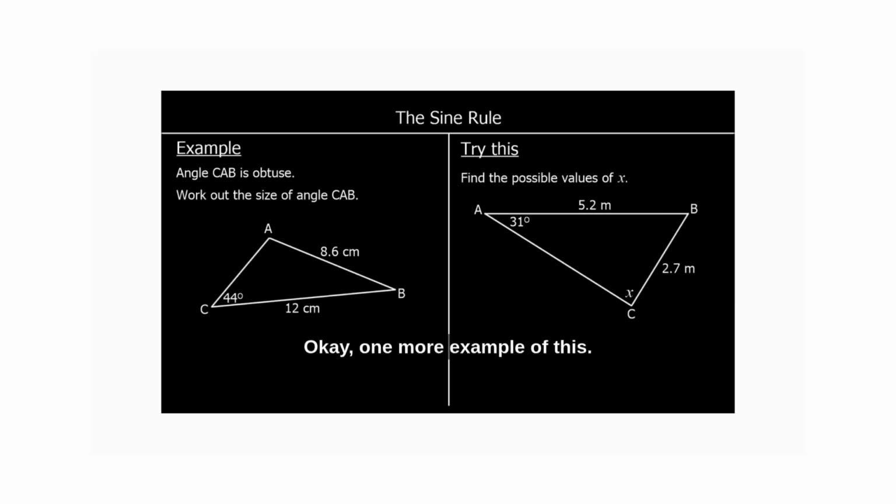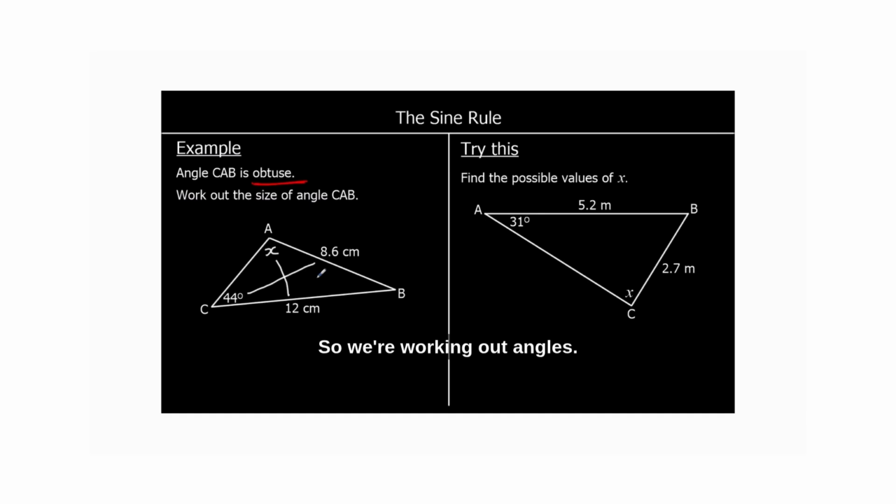Okay, one more example of this. This time angle CAB is obtuse, and that is important. So obtuse means between 90 degrees and 180 degrees. So the angle is obtuse. Work out the size of angle CAB. So this is x, CAB. Do we have opposites? We do. So our angle x is opposite 12. Our angle 44 is opposite 8.6.